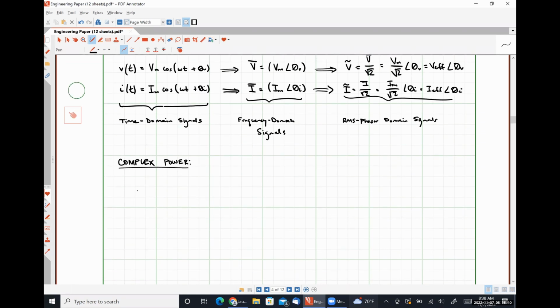So we learned moments ago that average power can be expressed as V effective times I effective cosine of theta V minus theta I. How can we express this in terms of our RMS phasors?